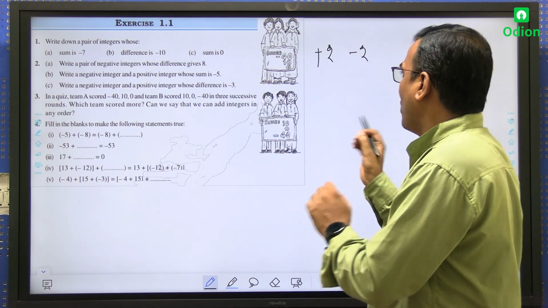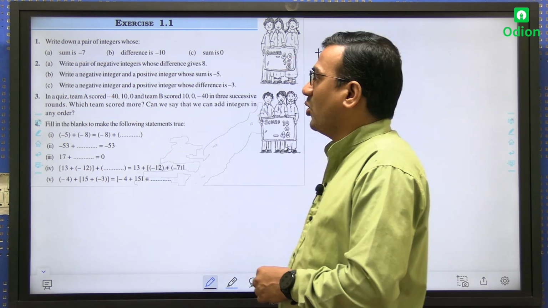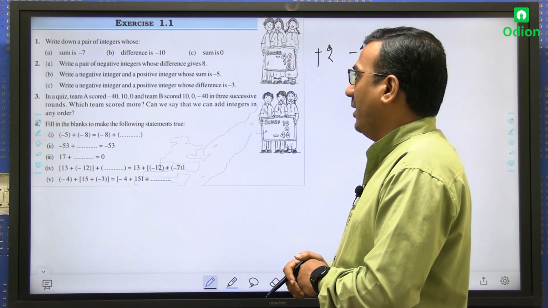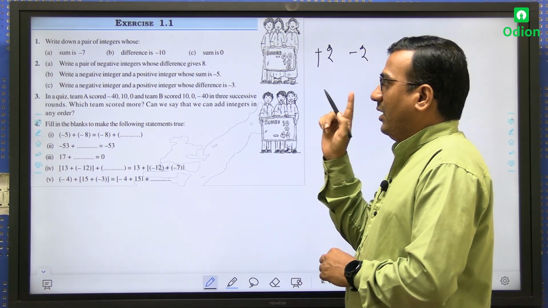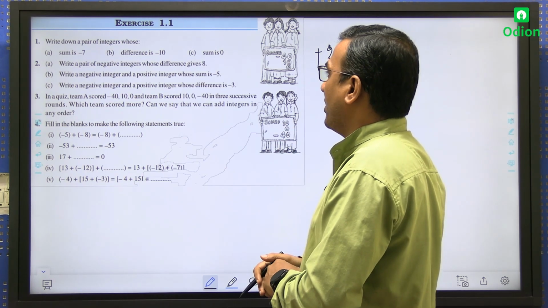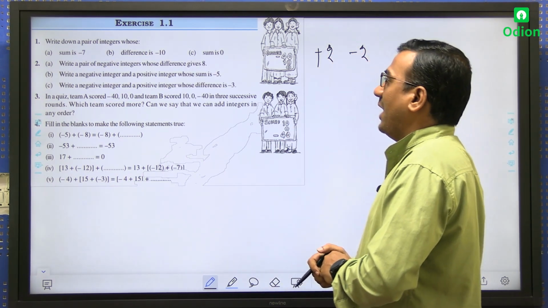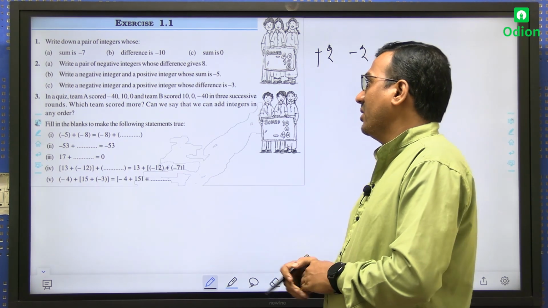Okay, it is so easy, you can remember it easily. Then go for question number 2, bit A. Write a pair of negative integers whose difference gives 8. Then we have to find what these two integers are.